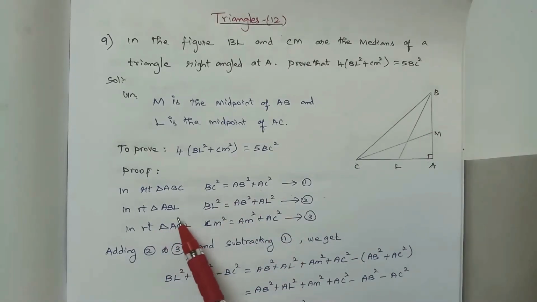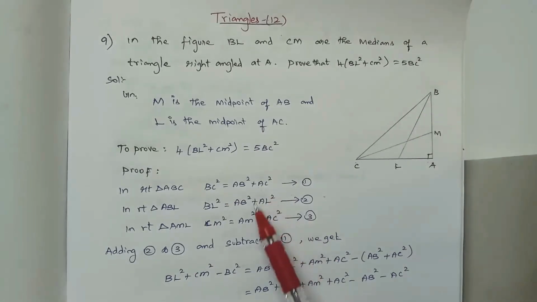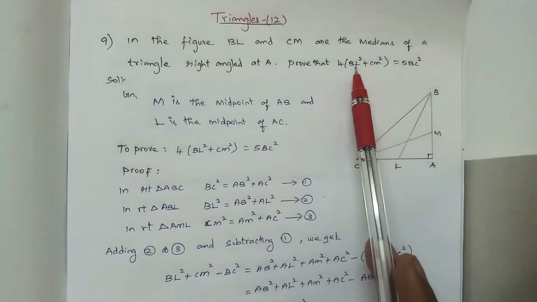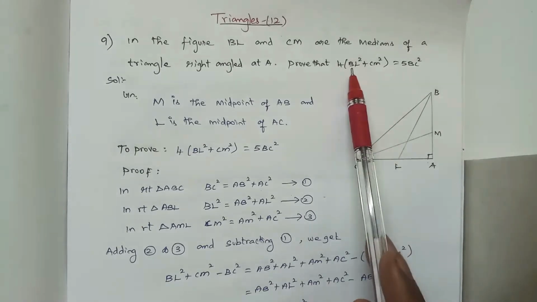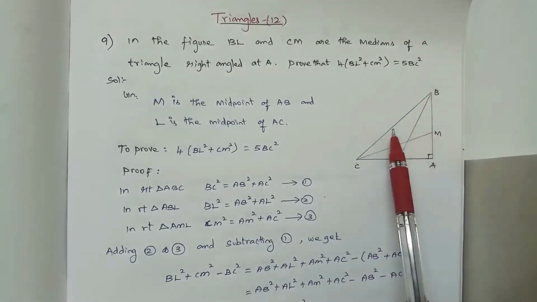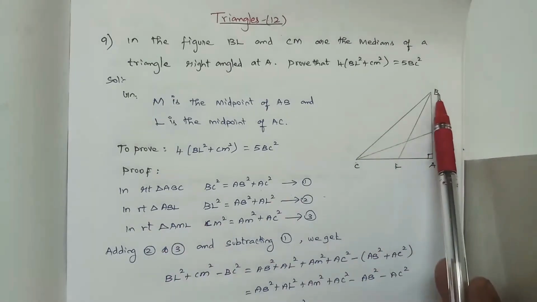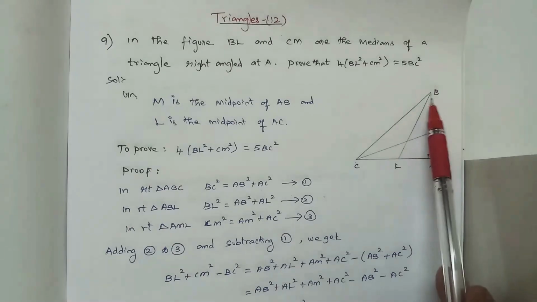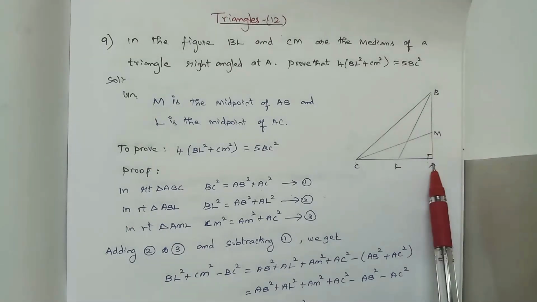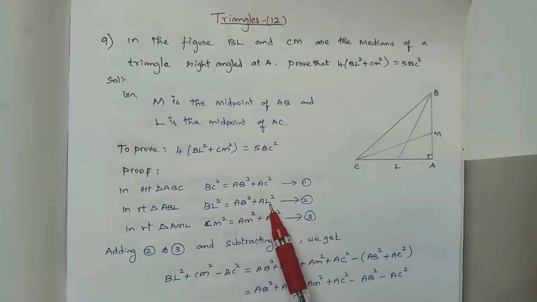Next, in right triangle ABL. Why am I taking all 3 right angle triangles? Because we need BL, CM and BC. All 3 belong to 3 different triangles. So the second right angle triangle is ABL. BL is the hypotenuse. So BL square is equal to AB square plus AL square. Take this as equation number 2.